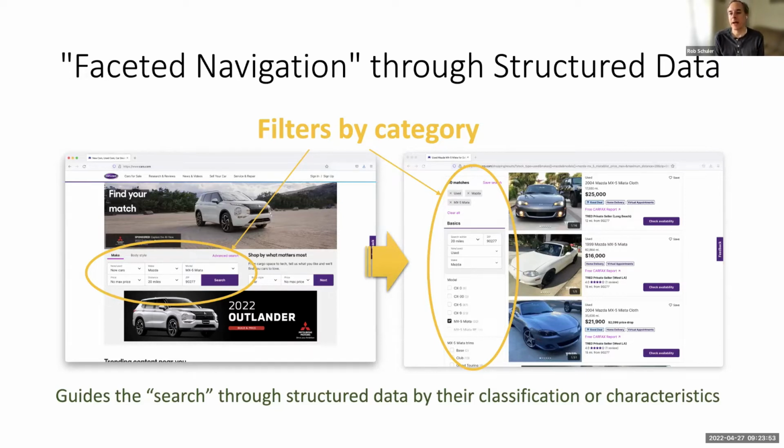Over there, we have a few vehicles that have been identified. We see the filters that are currently selected, so used and Mazda, etc. And then we have more checkboxes that we can select to further refine that search.